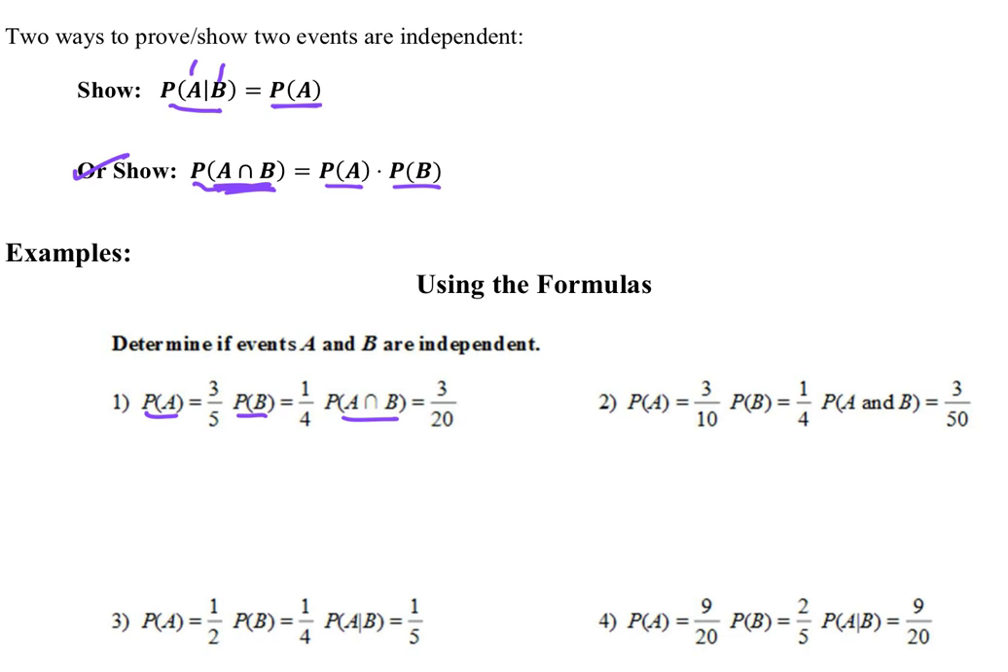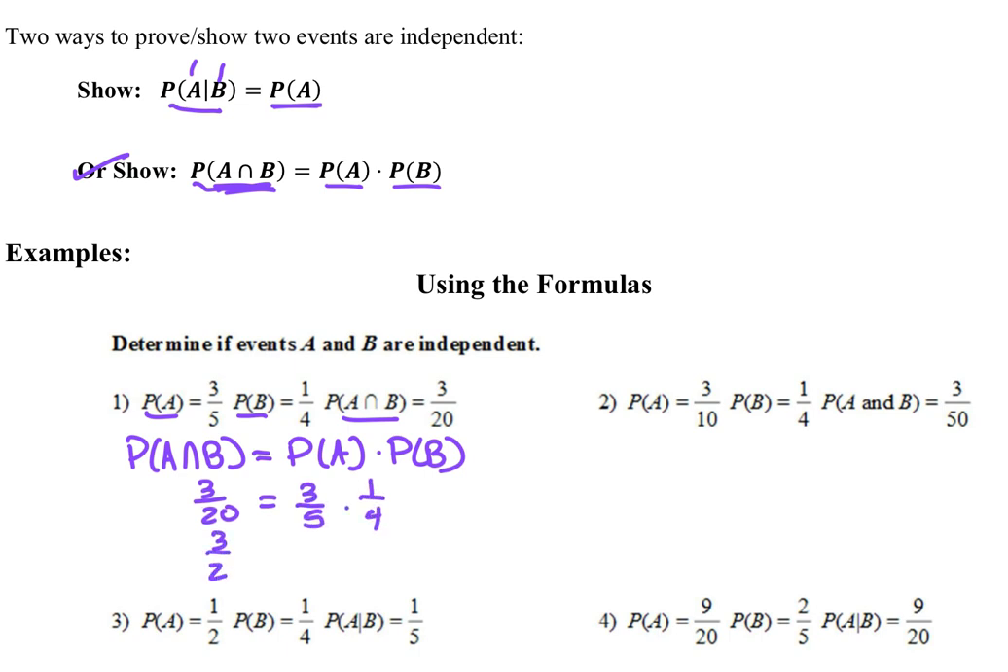So is the probability of A and B equal to the probability of A times the probability of B? We just set it up. A and B is 3 over 20. Probability of A is 3 over 5, and the probability of B is 1 over 4. This is 3 over 20, which is equal to 3 over 20. So check, these are independent. And that's the idea behind this one.